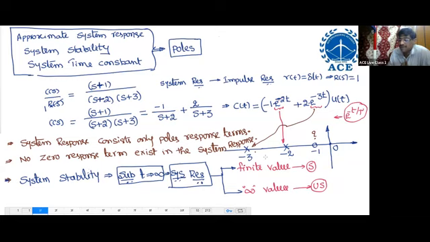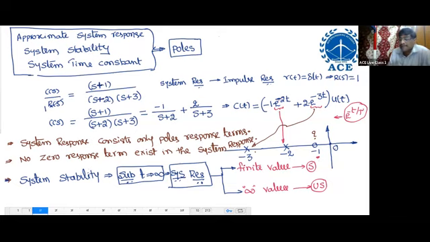1 by tau equal to 3 means tau equal to 1 by 3, 0.33. 1 by tau equal to 2, tau equal to 0.5. That means we got the time constant for minus 2 as well as minus 3. But we didn't get the time constant for the zero. Did you get a time constant of 1 second? No. That means the system time constant means the pole's time constant only, but not the zero's time constant.